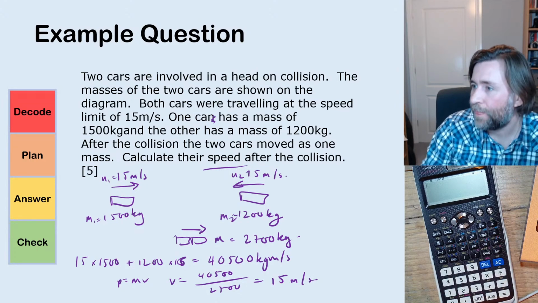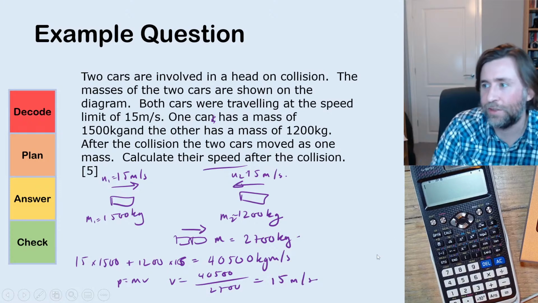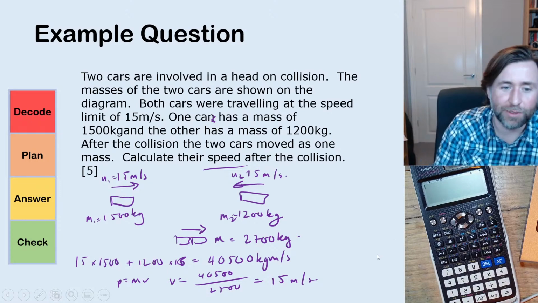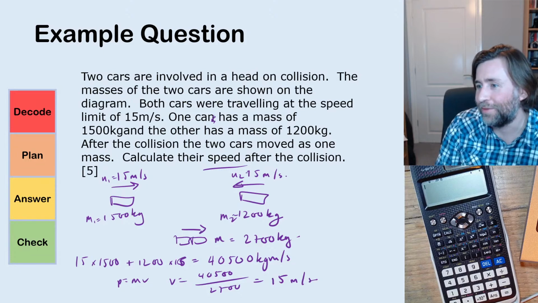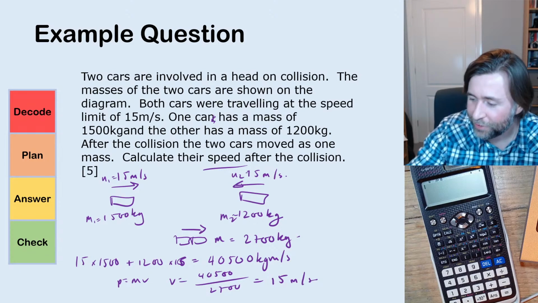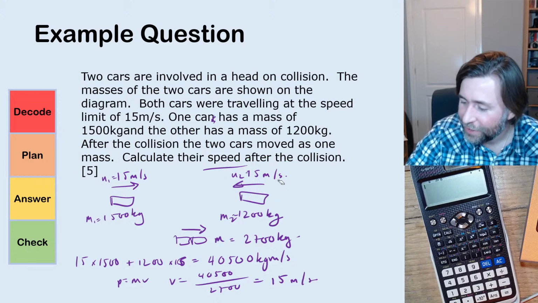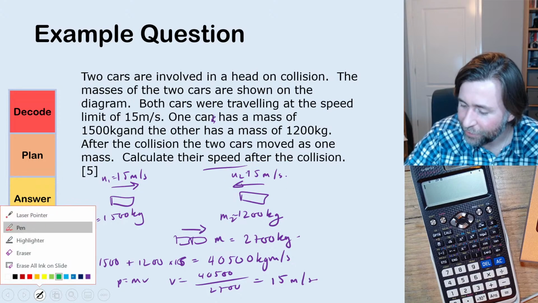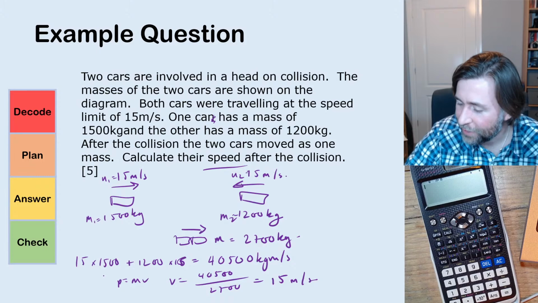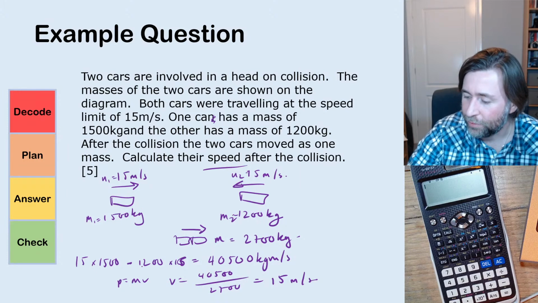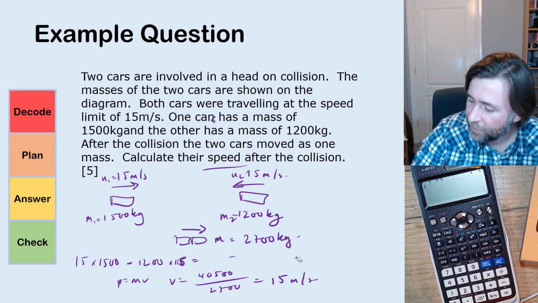Cool. Okay. Now I have actually done something wrong there, haven't I? That isn't a coincidence because I can't possibly have that much speed in the other direction. Where have I gone wrong here? Yeah, it's because I've forgotten that one direction is negative. So actually the initial momentum, because momentum is a vector, is 15 times 1500 take away 1200 times 15. So let's go back to this now.